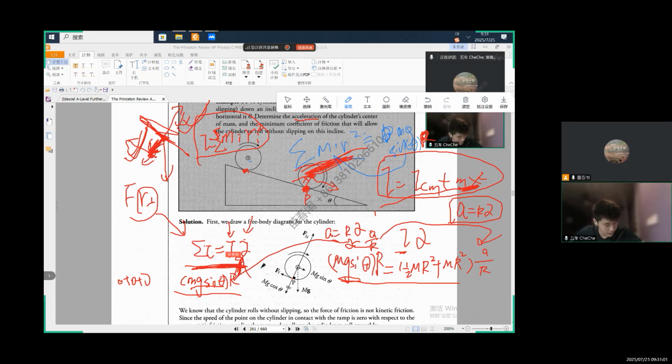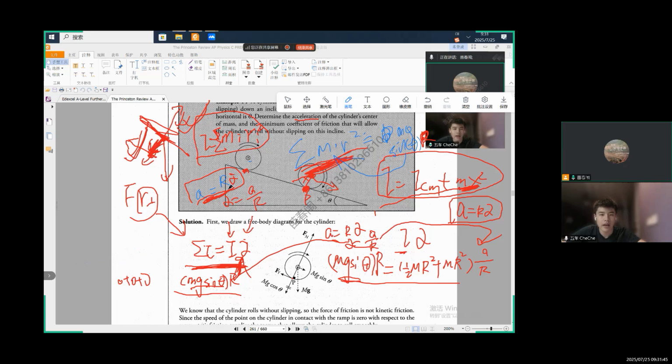But if we do that, we get the wrong answer, right? Wait. Because A equals R times alpha, alpha equals A over R. Does that make sense? Where does A over R come from? It comes from here. I can prove this, and it's also easy to prove.